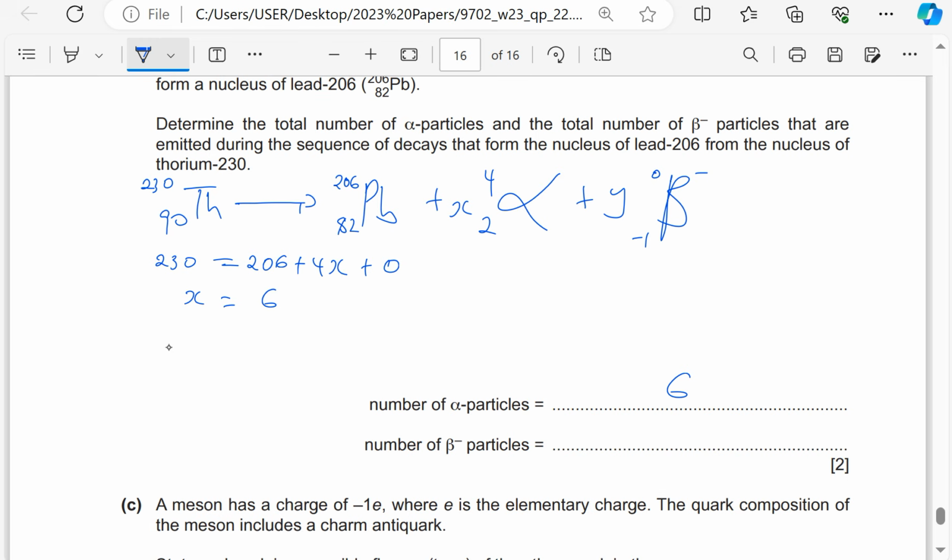Then to find the number of beta particles, I'll consider the number of protons. So 90 equals 82 plus X times 2, which is 2X, then Y times negative 1, which is minus Y. But remember X is 6, so we have 90 equals 82 plus 2 times 6 minus Y. So 12 plus 82 is 94. So when I solve this, Y is going to be equal to 4. So therefore, there are 4 beta minus particles.